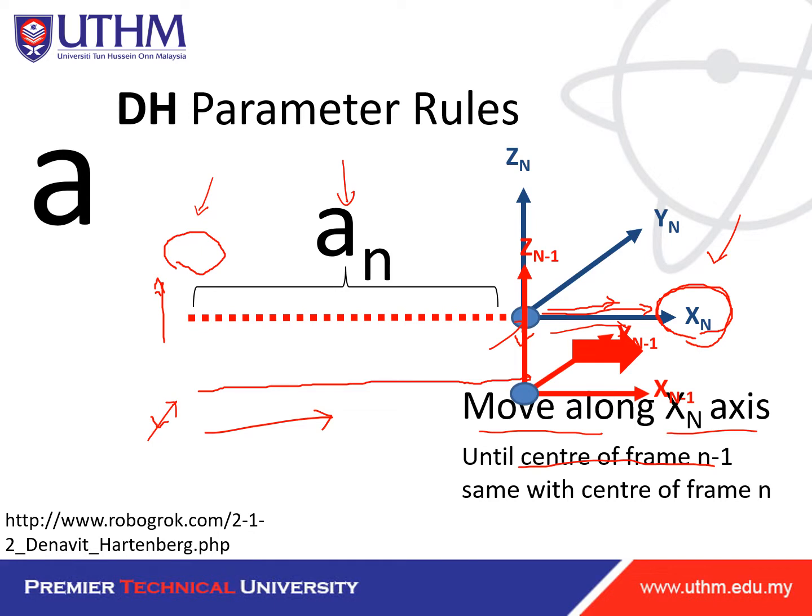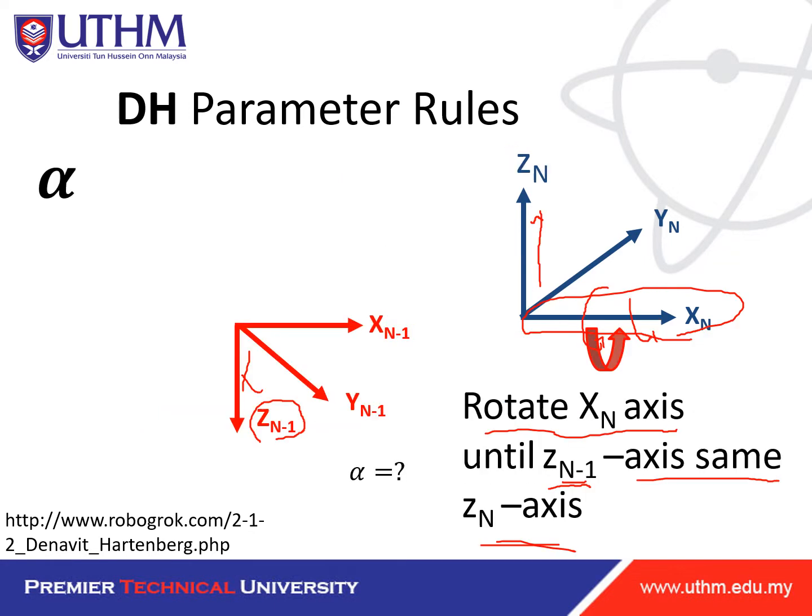Now we will move to the fourth parameter, which is alpha. Note that alpha is the rotation on the Xn axis. So where is our Xn? It is this one. And we want to rotate about the Xn axis. First I want to delete some of this.